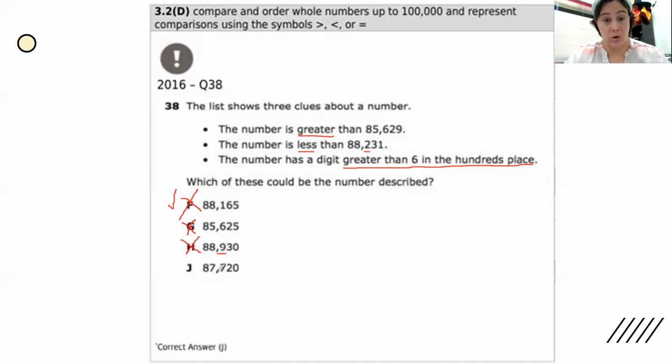Well, let's double check to make sure. So 87, okay, so it is less than this, but greater than 85,000. Okay, so that works. The number has a digit greater than 6 in the hundreds place. That's 7. It matches. So J is our answer. It is really important to always double check our answers to make sure that we are finding the correct one.